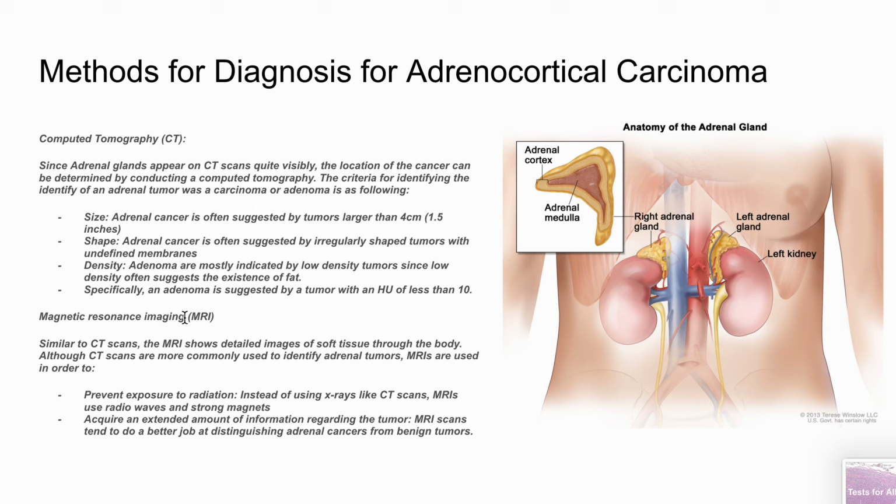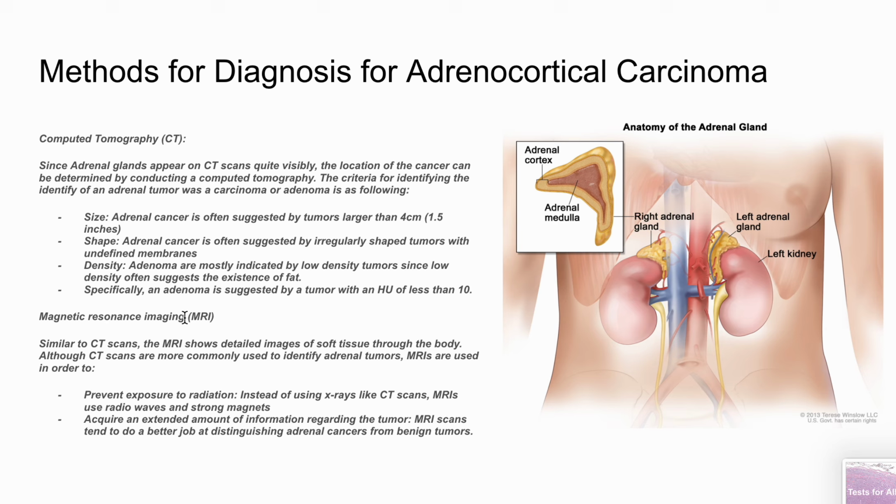And shape can also be a determining characteristic of whether the tumor is a carcinoma or an adenoma. Now, adrenal cancer is often suggested by irregularly shaped tumors with undefined membranes.